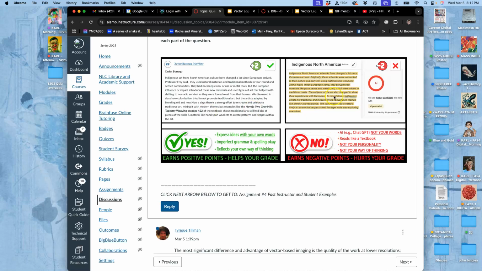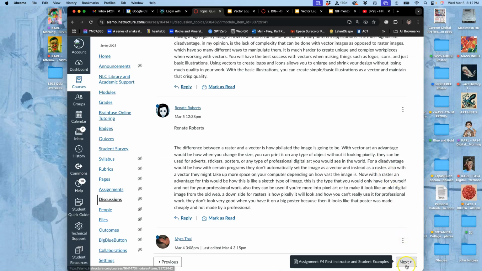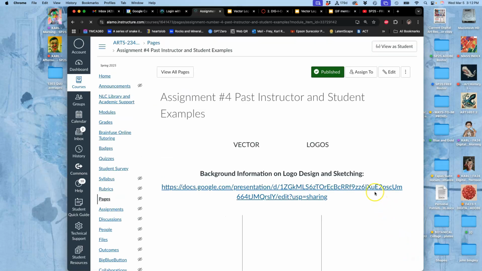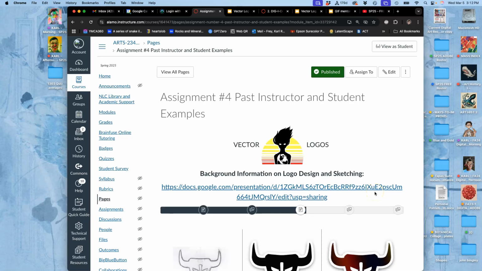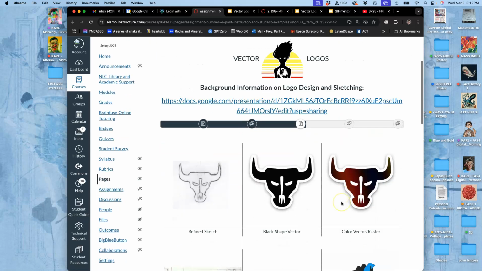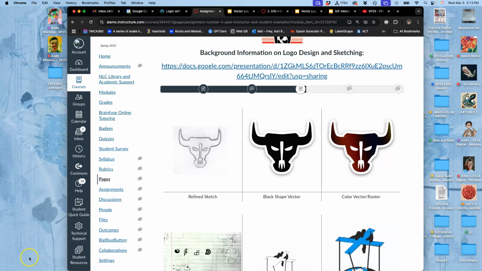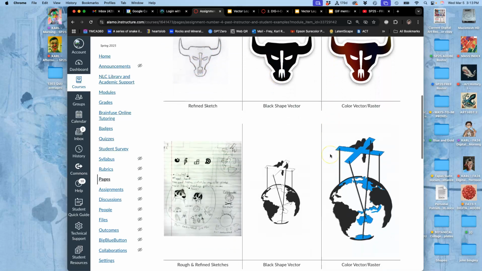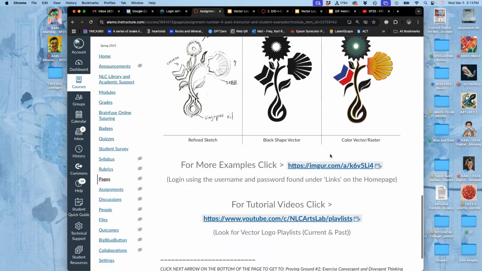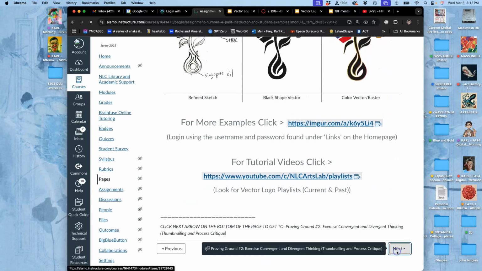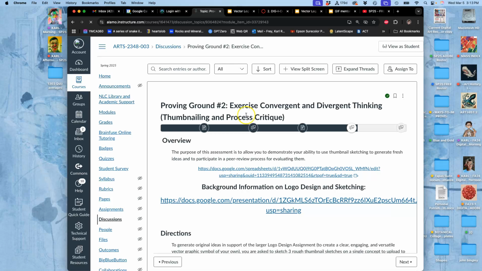This is just a reminder not to use AI, because your words are what I want to see, even if the grammar or spelling is not perfect. It's about your understanding. Here's our past student examples for assignment 4. You can see we're going to do a sketch and then a black shape and then a color variation, right? But that all starts with proving ground number 2.